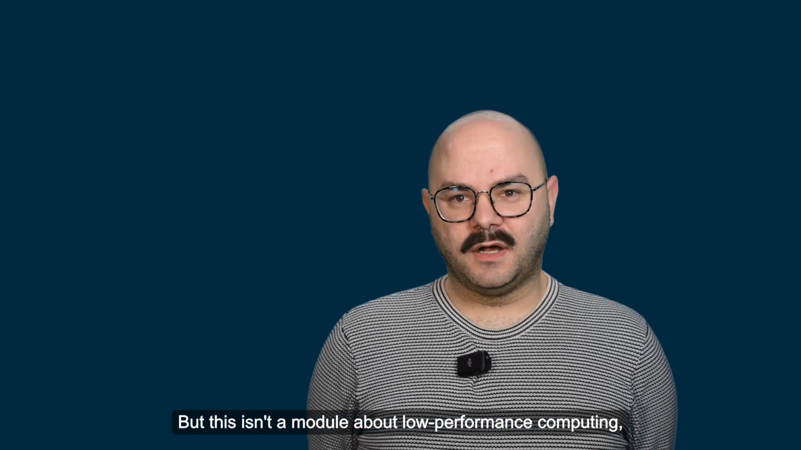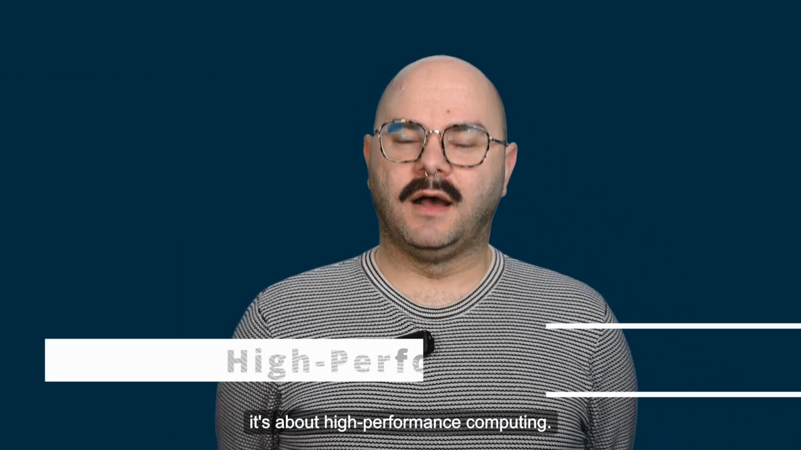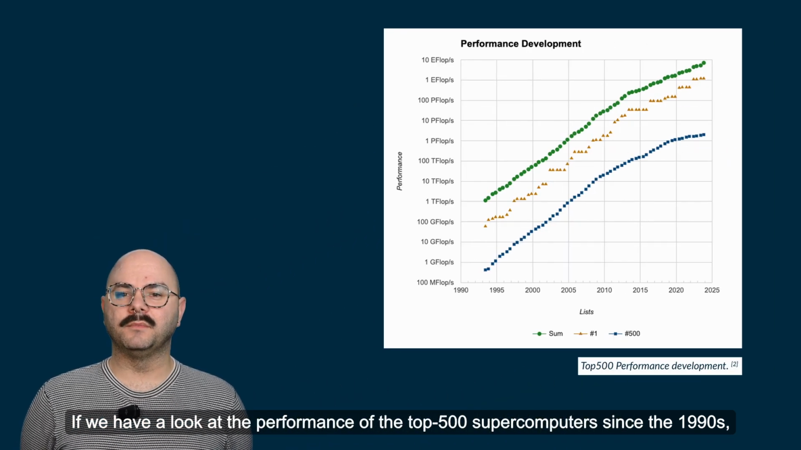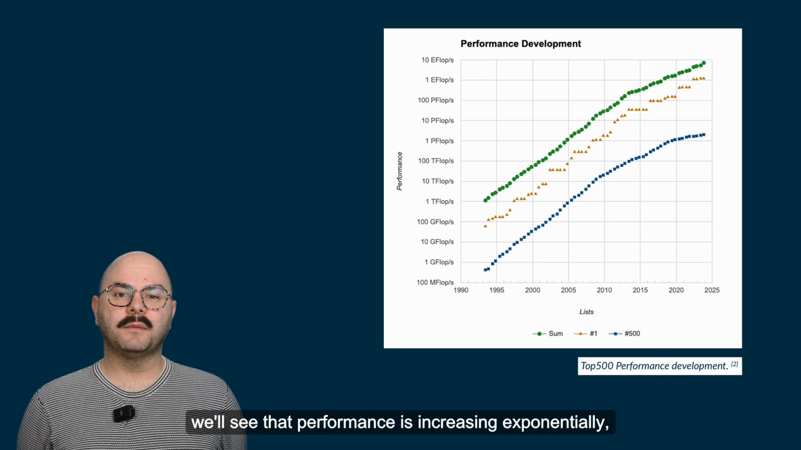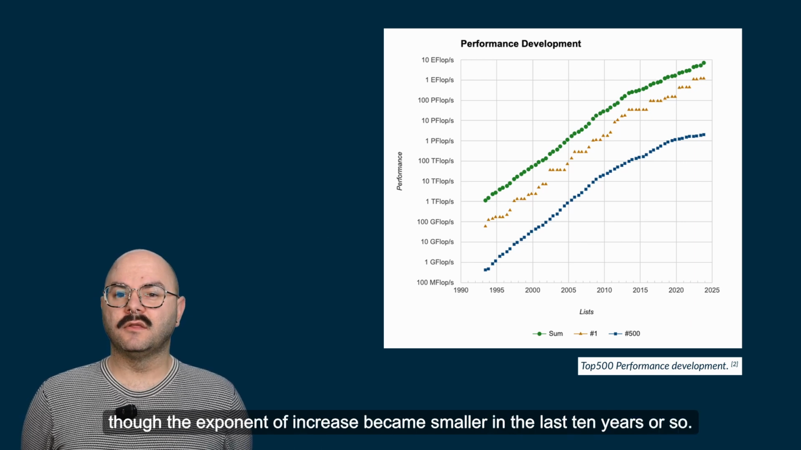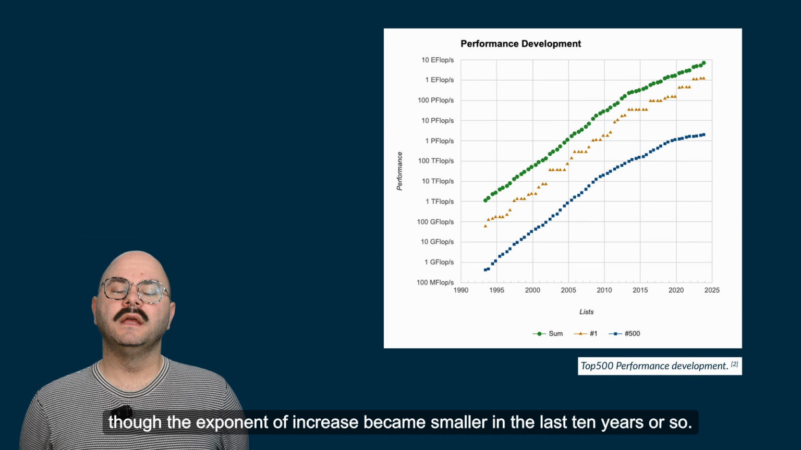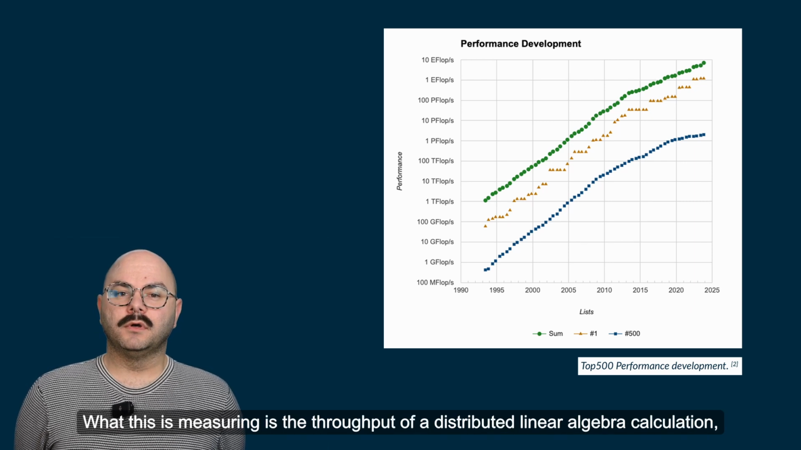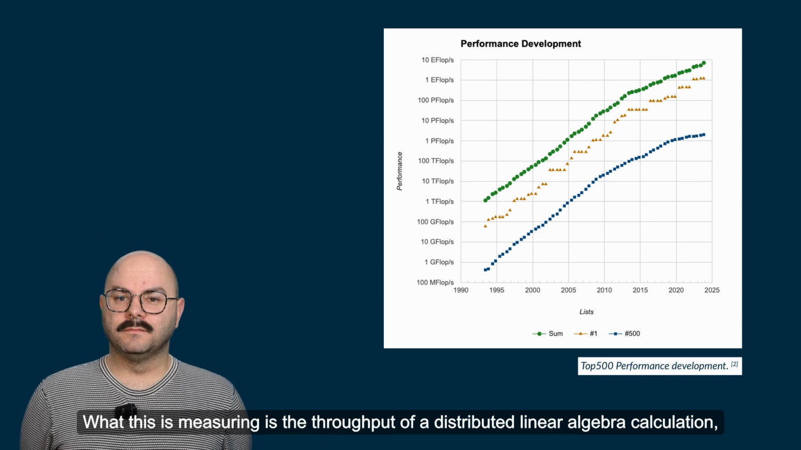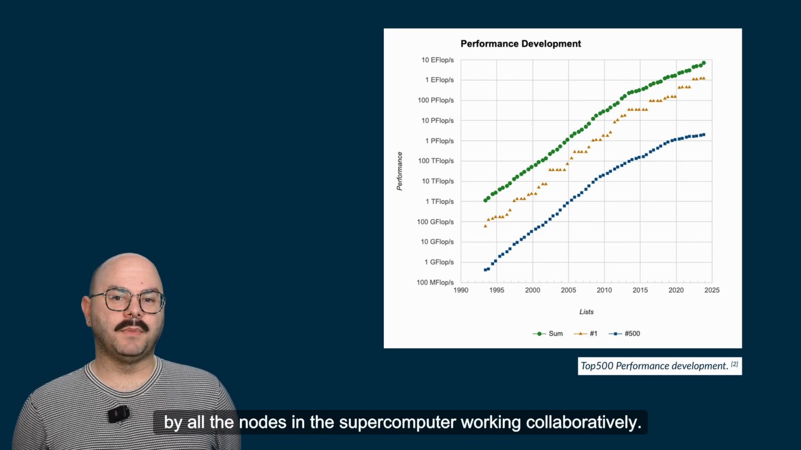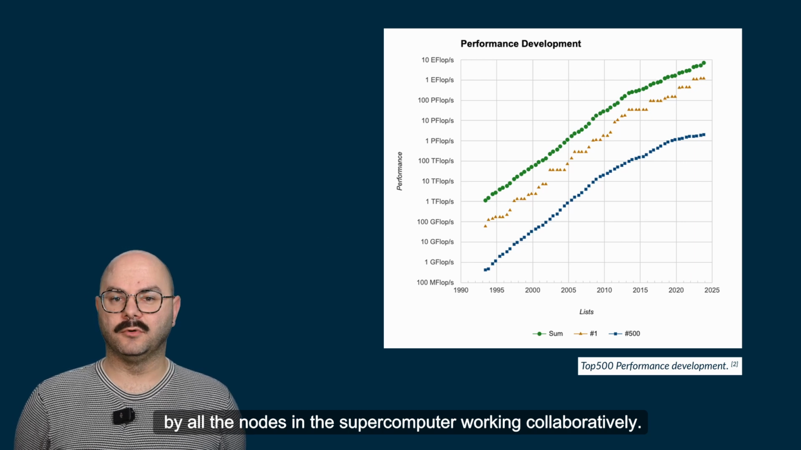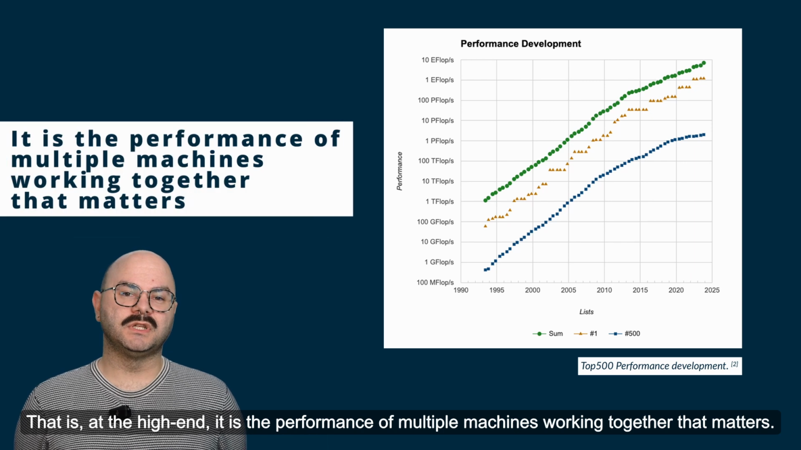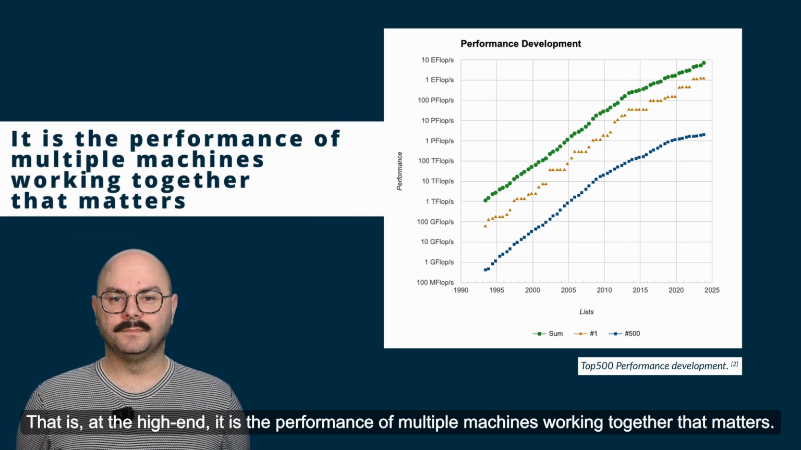But this is not a module about low-performance computing, it's about high-performance computing. If we have a look at the performance of the top 500 supercomputers since the 1990s, we'll see that performance is increasing exponentially, though the exponent of increase has become smaller in the last 10 years or so. What this is measuring is the throughput of a distributed linear algebra calculation, how much progress is made per unit time by all the nodes in the supercomputer working collaboratively. That is, at the high end, it is the performance of multiple machines working together that matters.